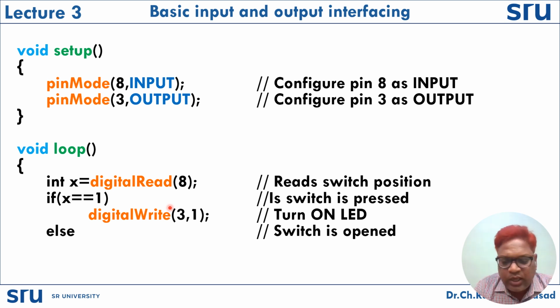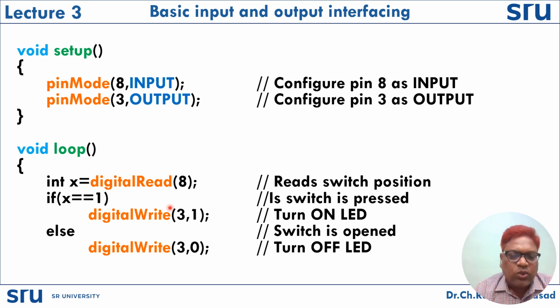Once the switch is open, what do we need to do? As per our problem statement, we need to turn off the LED. To turn off the LED, we write digitalWrite(3, 0). This command will generate a voltage of 0 volts at the third pin. Whenever the third pin is 0, the LED will automatically be off. So this is the program for controlling an LED by using a push button switch.